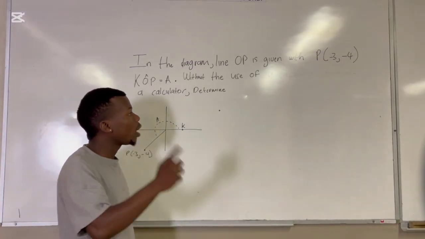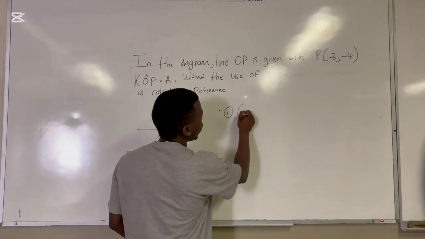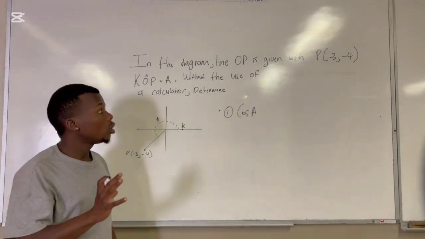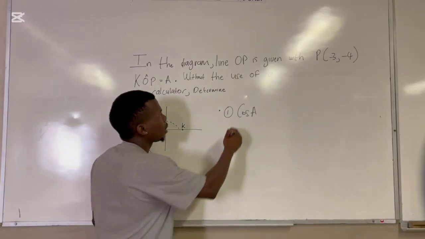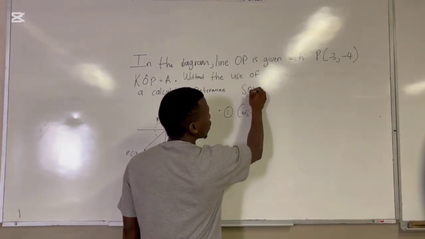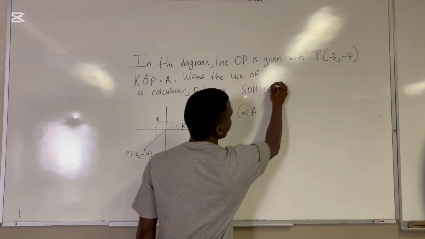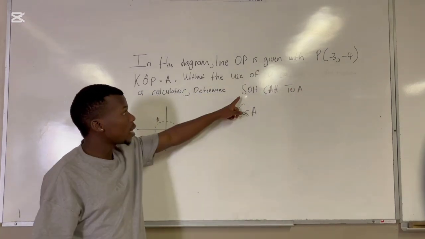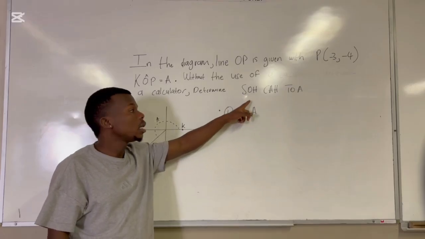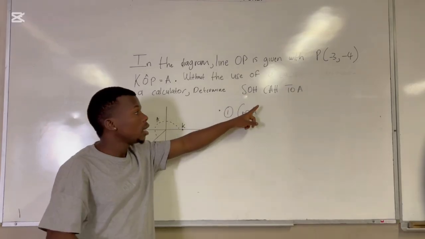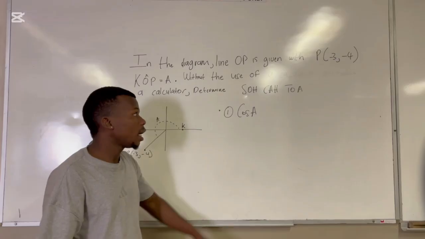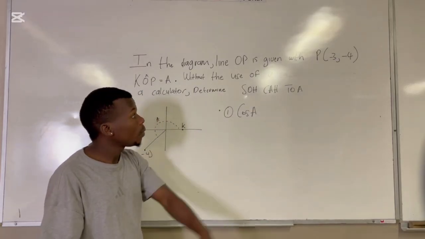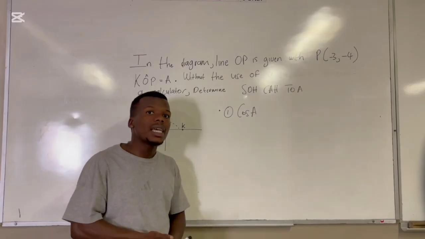Question 1, we must determine the value of cos of alpha. But remember, according to the SOH CAH TOA, let's check something. This S means sine, this O means opposite, this H means hypotenuse, and then this C means cos, this A means adjacent, and then we have T, which means tangent.